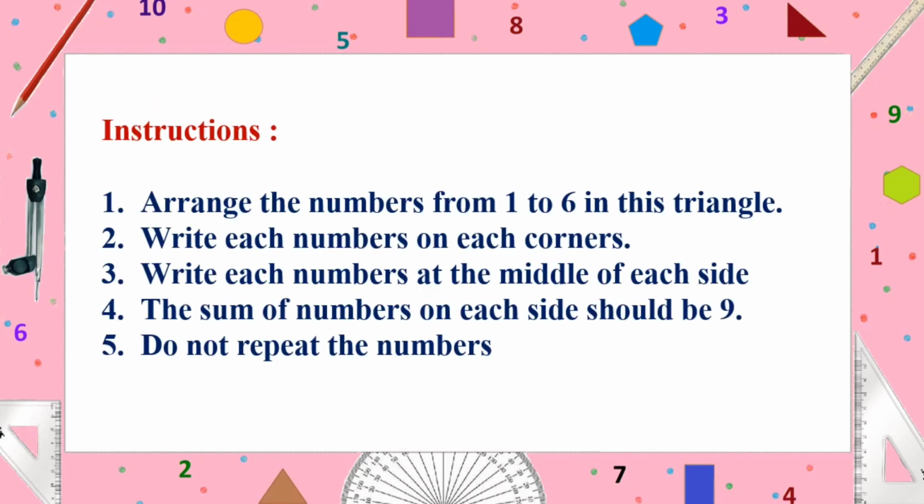First one, arrange the numbers from 1 to 6 in this triangle. Write each number on each corner and write the remaining 3 numbers at the middle of each side. The sum of numbers on each side should be 9. Do not repeat the numbers. Now, let's start the game.